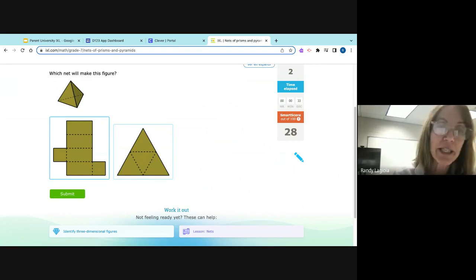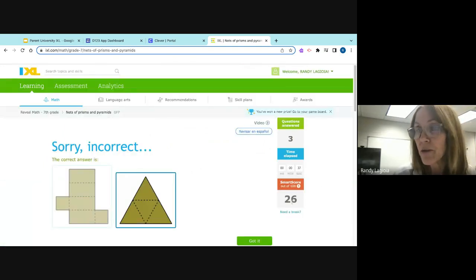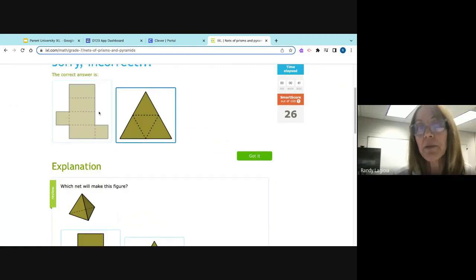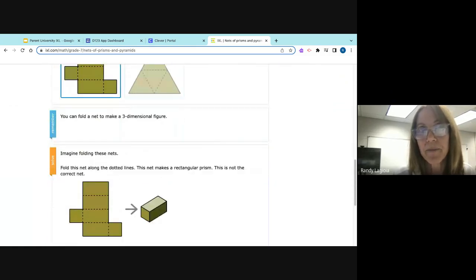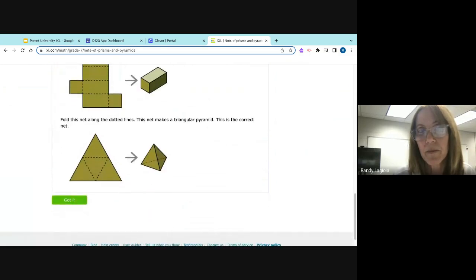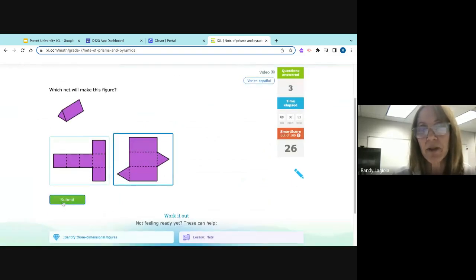So I'm going to choose this prism here, submit. My SMART score dropped to 26. I'm going to give an explanation of why this was incorrect. And then we say, got it. And then we can go back to answering questions. And then you have a chance to get your SMART score up.